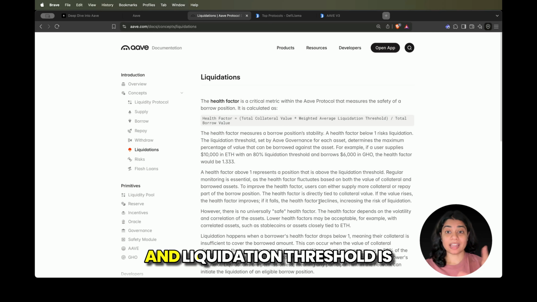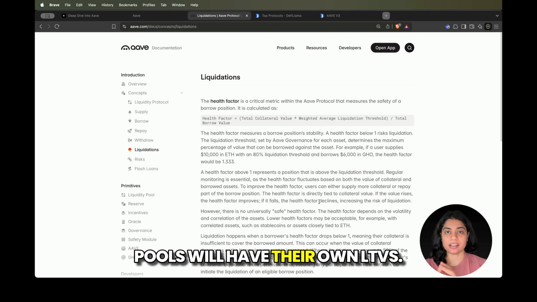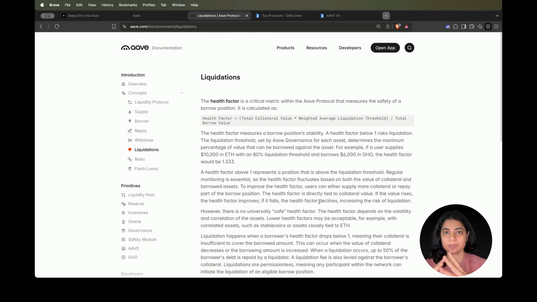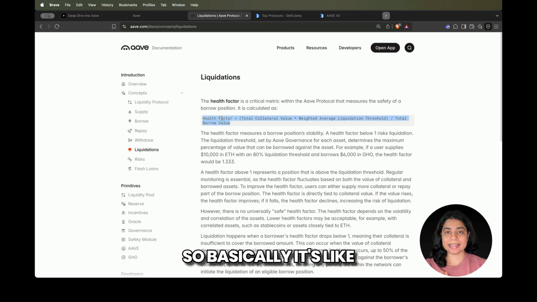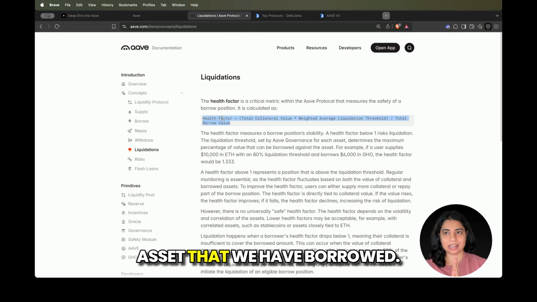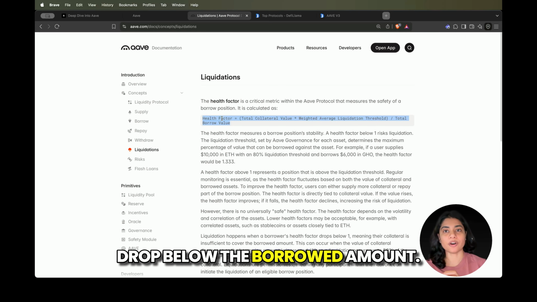Liquidations, LTV, and liquidation threshold are something that we have already covered in the last video. I recommend you check out the video on MakerDAO. Each of the liquidity pools will have its own LTVs and its own liquidation thresholds. As the name suggests, LTV is the loan to value ratio. Health factor is something which is calculated using this formula. Basically, we have collateral and then we have the asset that we have borrowed. So in the case of borrowing, the basic idea is that at any point of time, the collateral shouldn't drop below the borrowed amount, right?